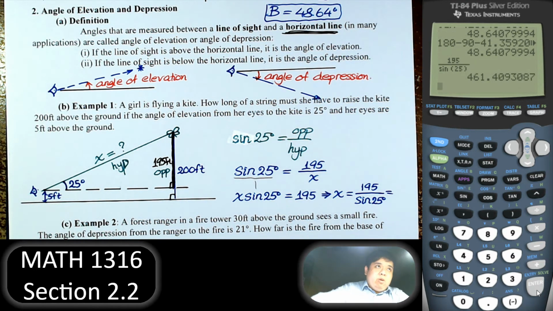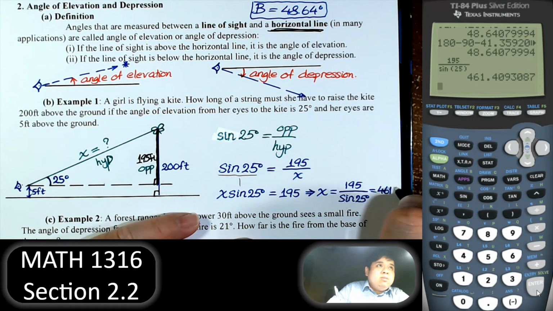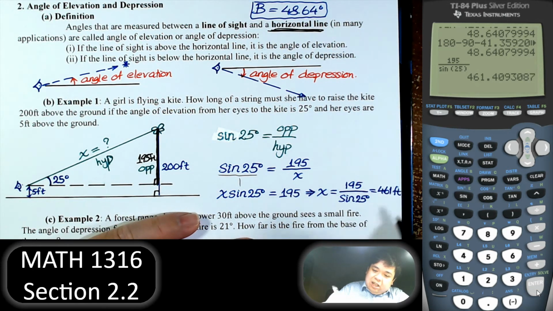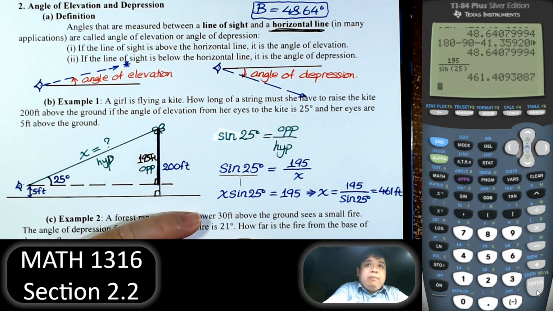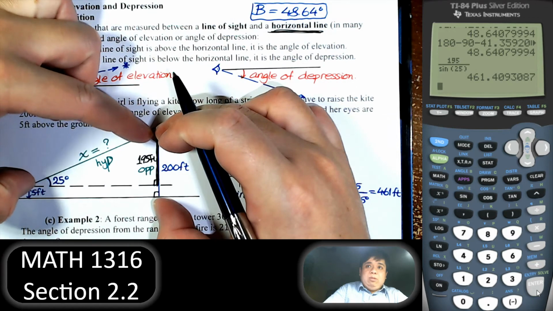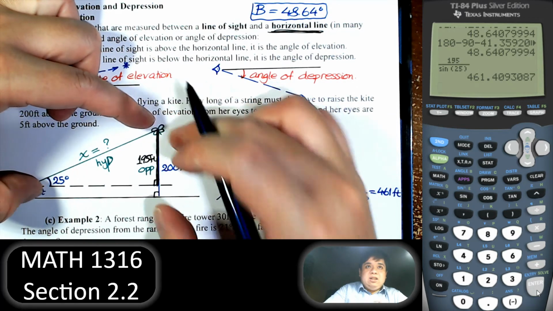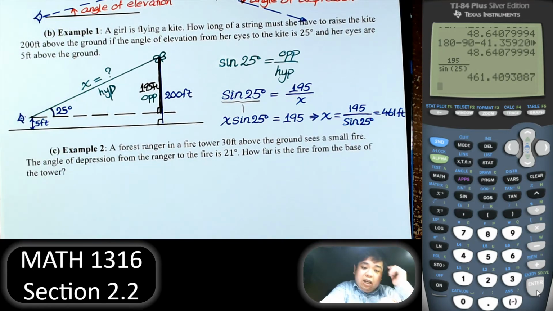So that's 461 feet. Let's round to the whole number. 461 feet is the string. So that makes sense, right? If it's 200 feet, the string has to be a lot longer than that. So 461 feet sounds correct.